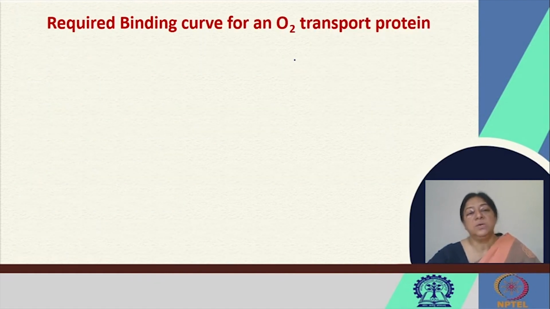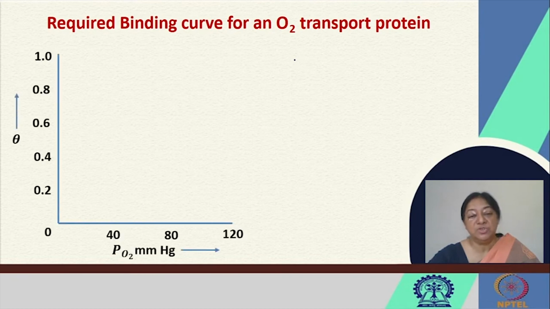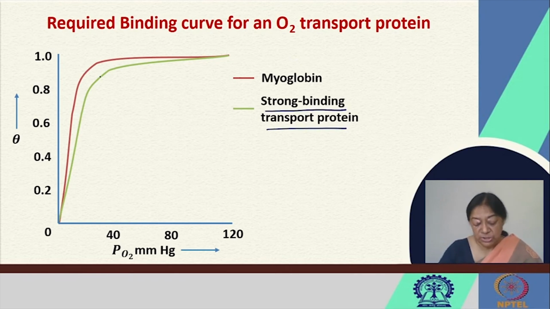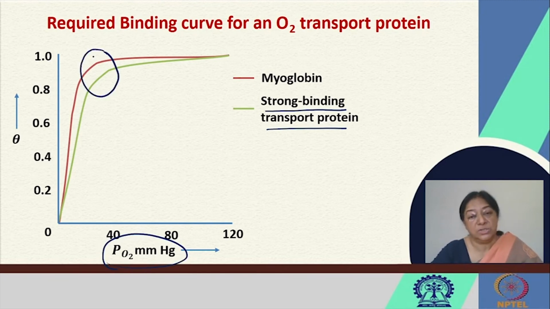So if we want a required binding curve for a transport protein, the best way for a transport protein to bind would be like myoglobin, where we would have a strong binding protein, which means that if the protein is saturated at a lower oxygen level, there is strong binding. The hyperbolic curve for myoglobin shows the strong binding.